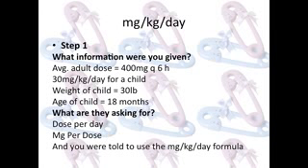Step 1. What information were you given? Average adult dose, which is 400 milligrams every 6 hours, 30 milligrams per kilogram per day for a child, weight of child, which is 30 pounds, age of child, which is 18 months. What are they asking for? They're asking for dose per day, milligrams per dose, and you were told to use the milligram per kilogram per day formula.